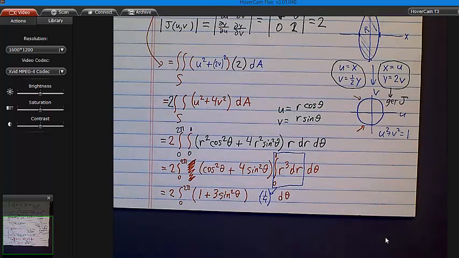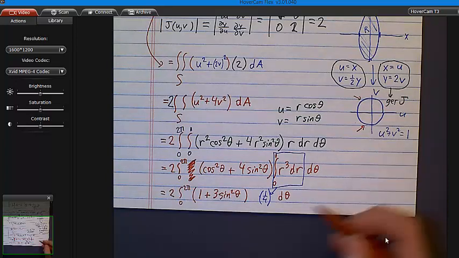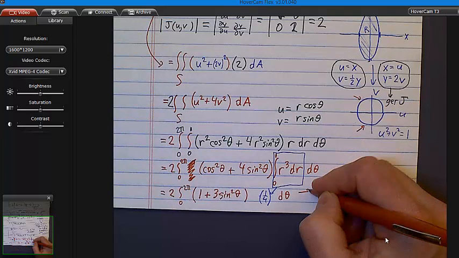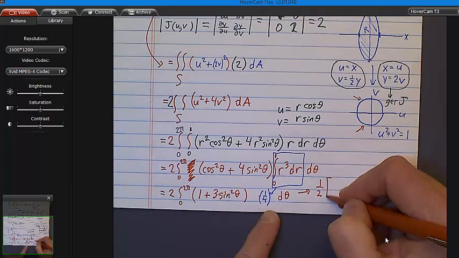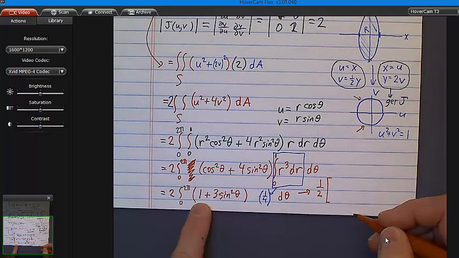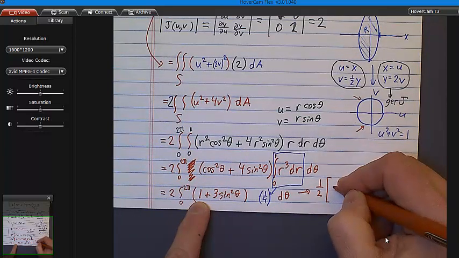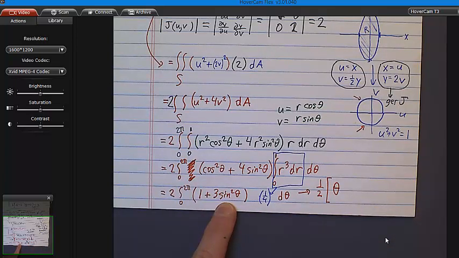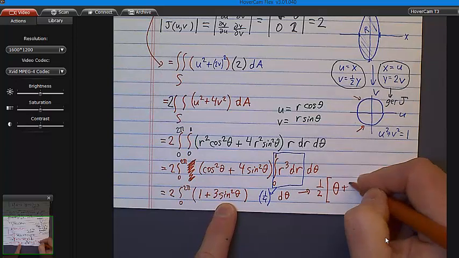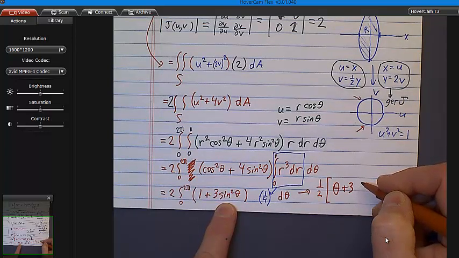So now, let's see. We're almost done. I'll bring that 1/4 out with the 2. So if I do that, I'm at 1/2. Right? And everything else in here is a d theta. So let's integrate this stuff d theta. When we integrate 1, we get theta. Yeah? Because we're integrating d theta. It's kind of like you usually get x when you integrate 1. When you integrate 3 sine squared theta, you get 3. Now, I'm trying to speed us along.